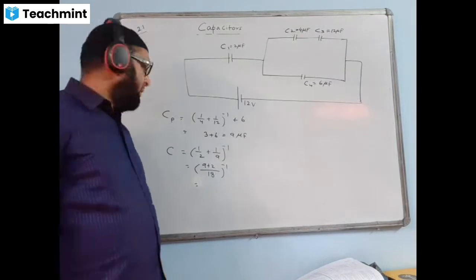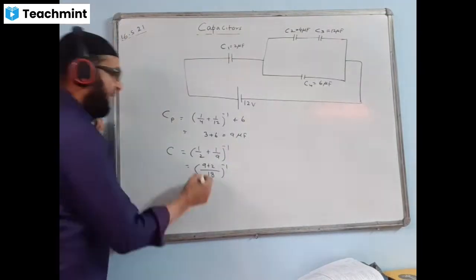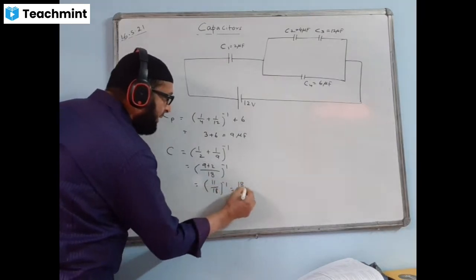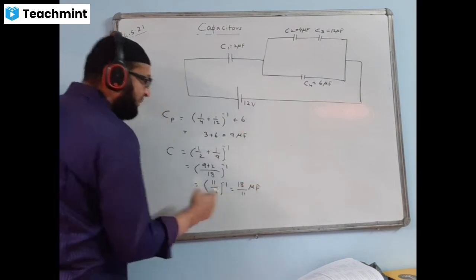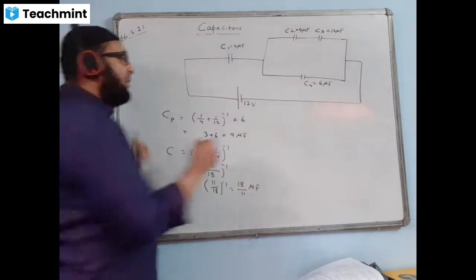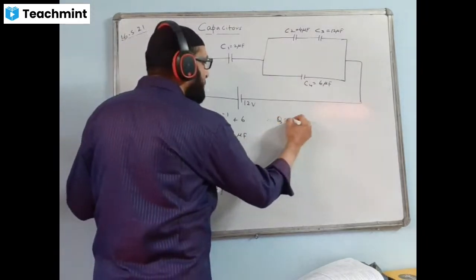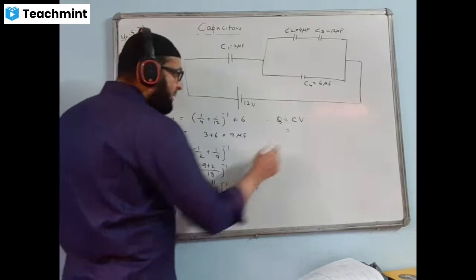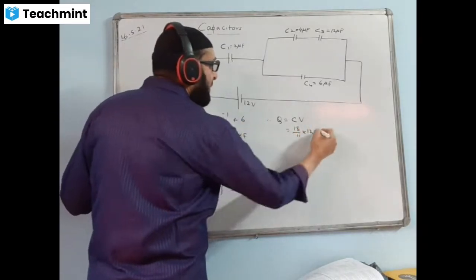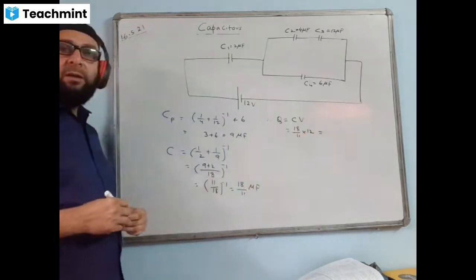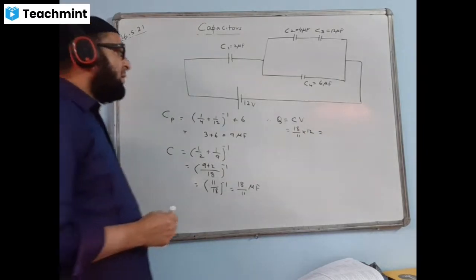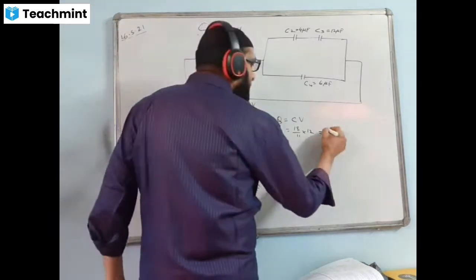So now we are finding the answer, this is coming 11 by 18 inverse. That means the answer is 18 by 11 microfarad after taking the reciprocal. Now we find the total charge. Therefore, Q is equal to CV. That is 18 by 11 into the total voltage, which is 12. 18 into 12 divided by 11. Check what the answer is. 216 by 11 microcoulomb.